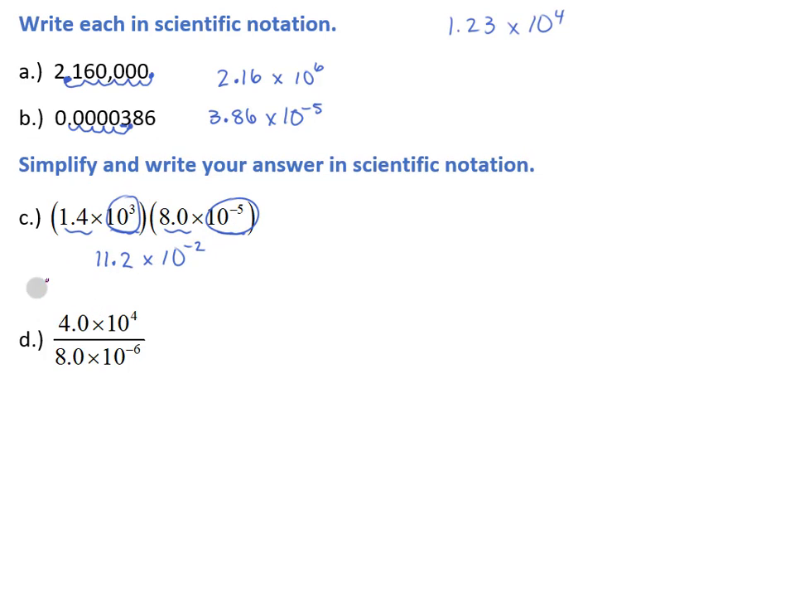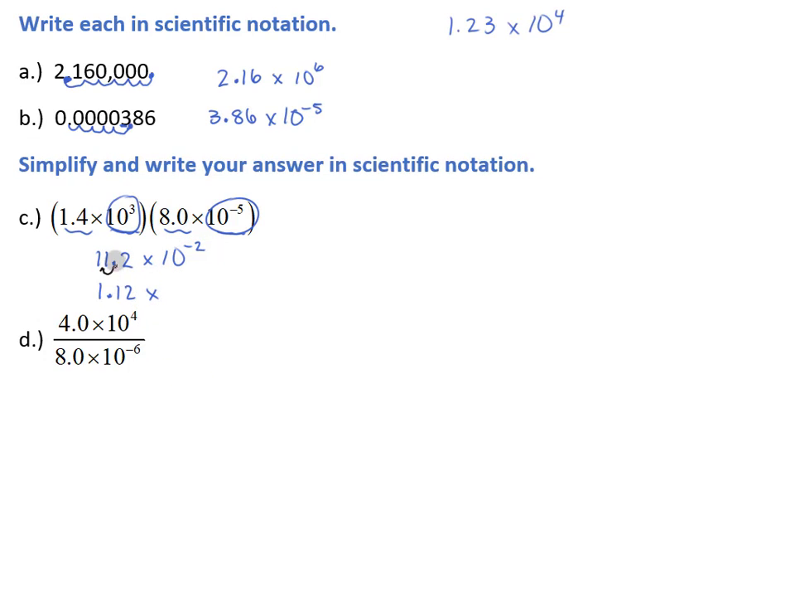Now this is almost done, except this is not properly in scientific notation because we have 2 digits to the left. So we need to move our decimal over 1 place to get it in proper scientific notation, 1.12, but that is going to change the exponent here.